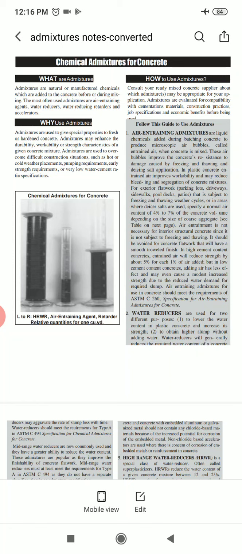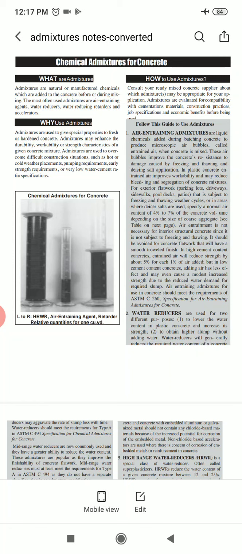Whenever we are mixing the concrete ingredients, as we know, concrete ingredients are cement, aggregate, and water. That aggregate includes both fine aggregate and coarse aggregate. So whenever we are mixing these ingredients, during that time we are also adding another ingredient called an admixture. The most often used admixtures are air entraining agents, water reducers, water reducing retarders, and accelerators. So these are the types of admixtures, and what the functions of these admixtures are, we'll see further.